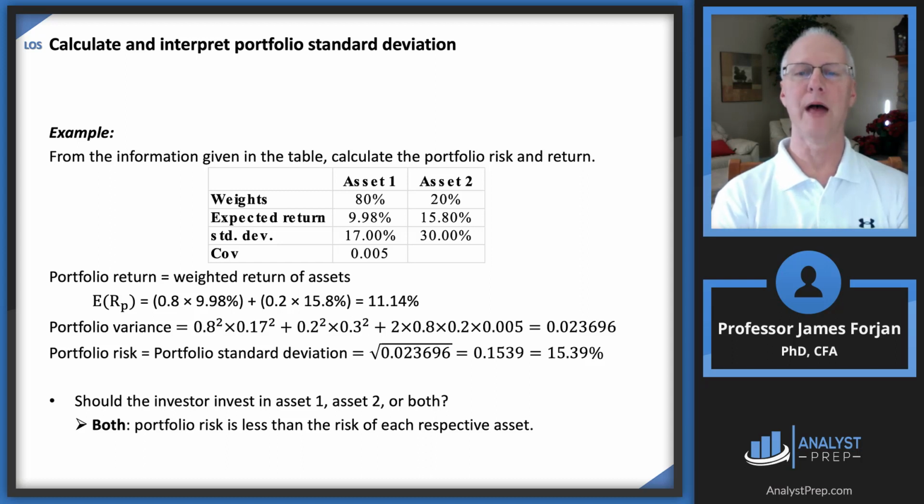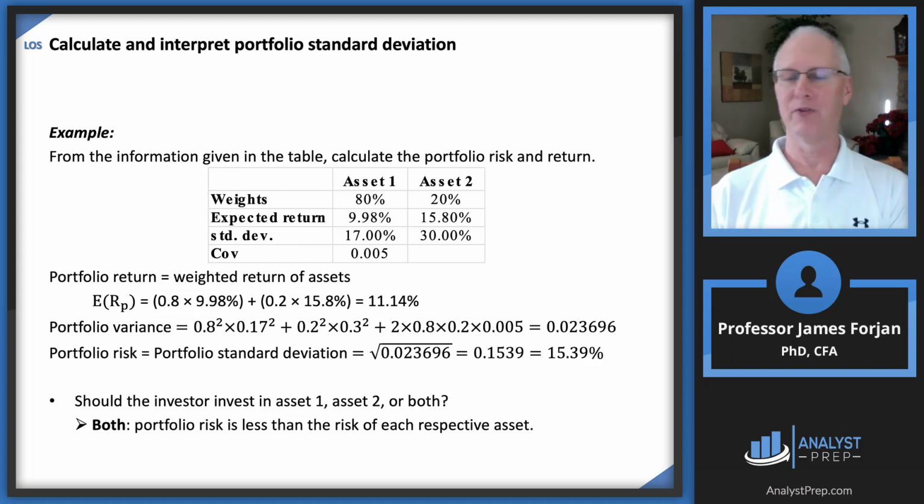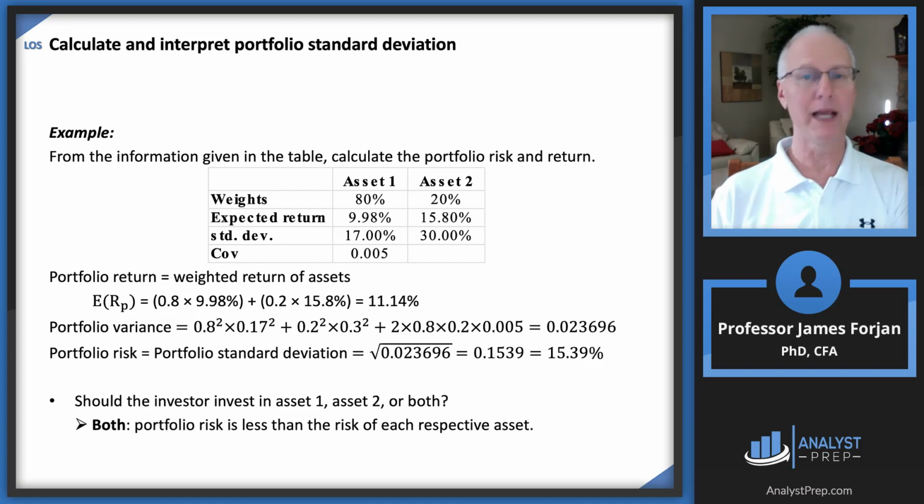Now, before we do the math, I want you to think about this. Let's suppose that we're starting with asset 1. We have a 17% standard deviation. That's an average degree of error. What we're going to do is add asset 2 that has 30% standard deviation. So everybody get this? We're adding an asset that has higher risk. Asset 2 has almost double the risk of asset 1.